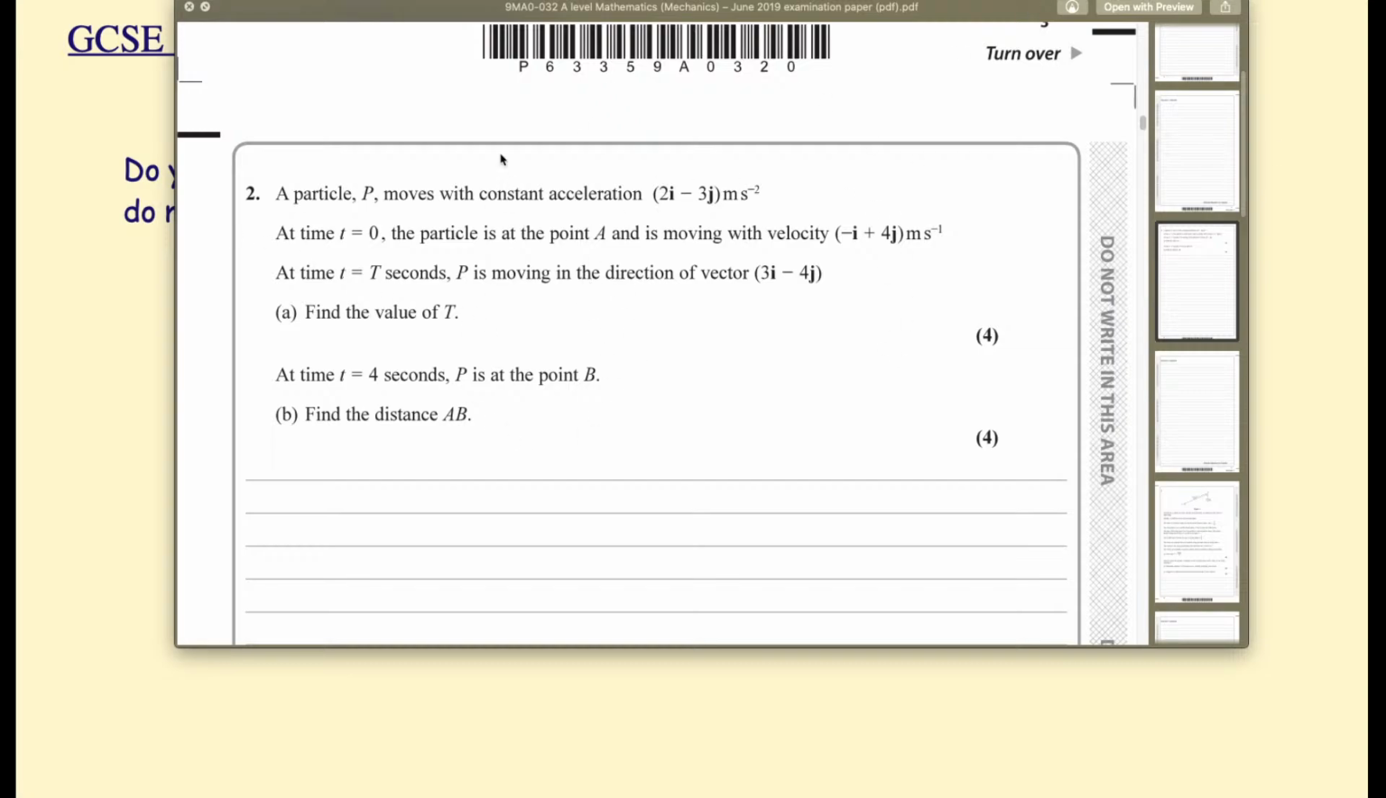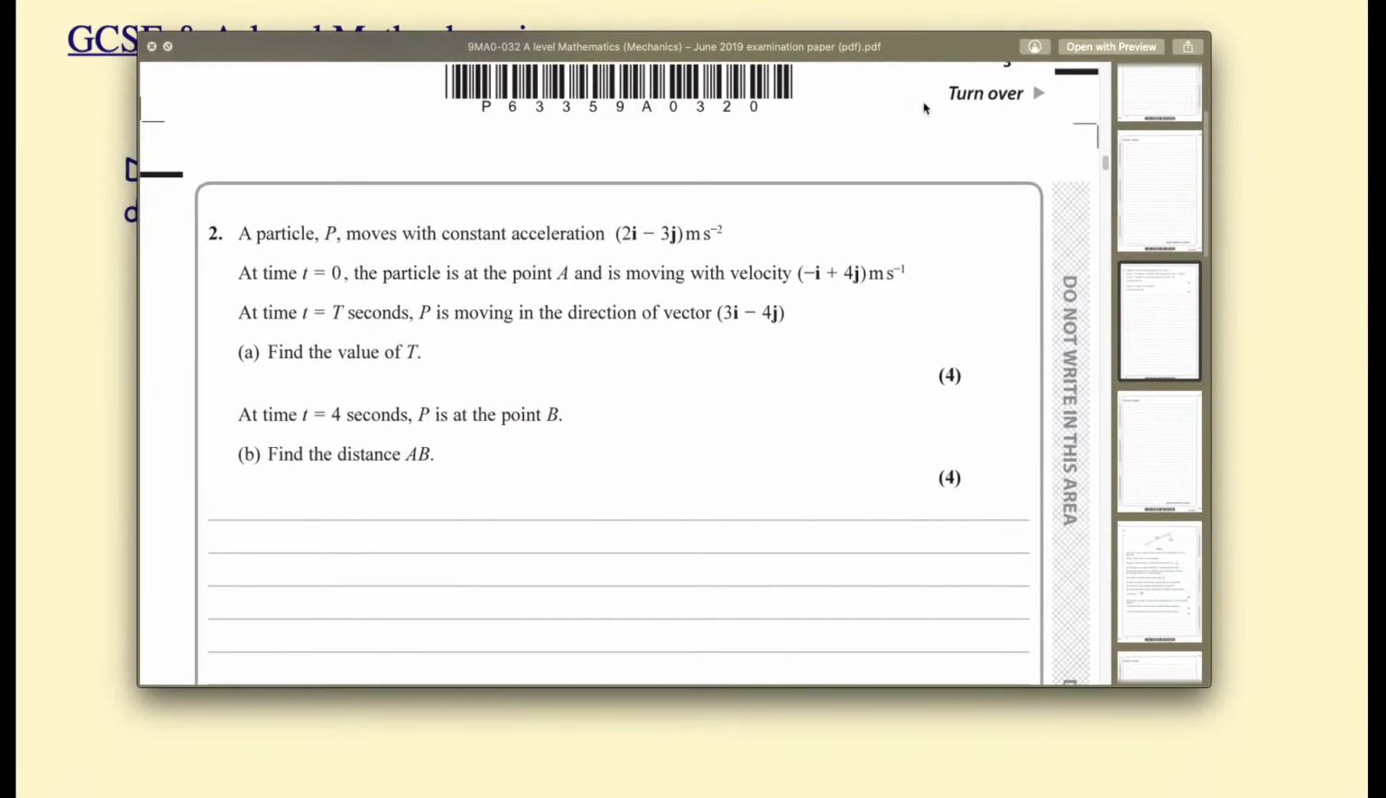So in terms of vectors, in this example we have a particle P that's moving with a constant acceleration 2i - 3j. So the i and the j are indicating separate axes of direction. So it's moving on a two-dimensional plane.